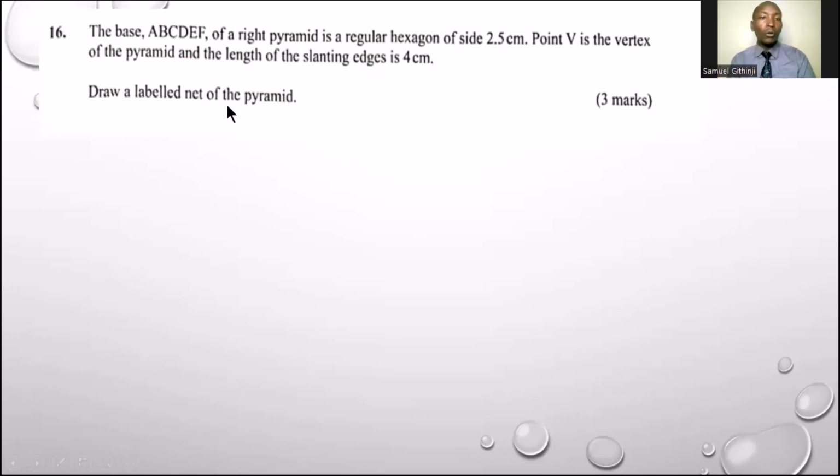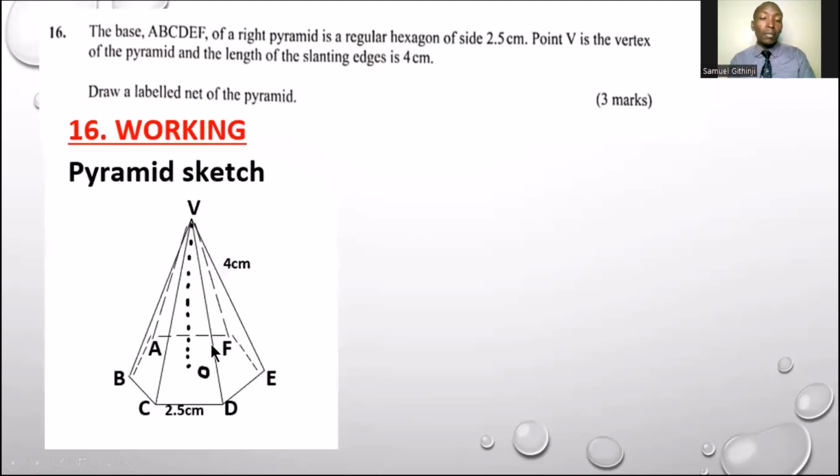You draw a well-labeled net. Net is to open. You open that pyramid. That is the sketch of the pyramid as it looked. Anytime they use the words right pyramid, it means V is vertically above O. Of course you can see the base there, and all sides are equal, 4 centimeters there. So how do you go about that?